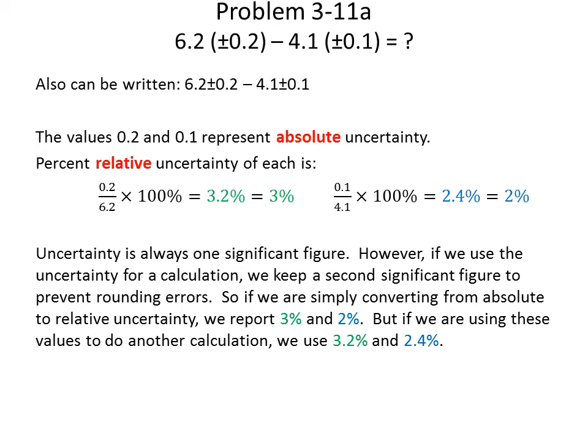Uncertainty is always one significant figure. However, if we use the uncertainty for a calculation, we keep a second significant figure to prevent rounding errors. So if we are simply converting from absolute to relative uncertainty, we report 3% and 2%. But if we are using these values to do another calculation, we use 3.2% and 2.4%.